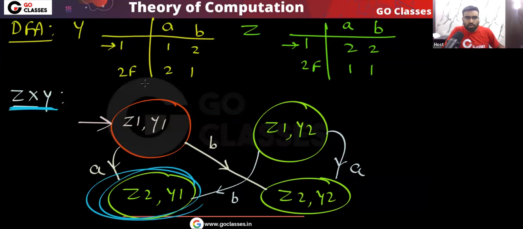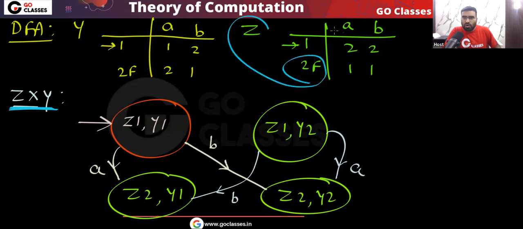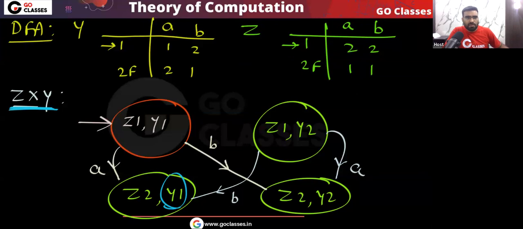In this state, Z2 Y1, on symbol A, where will we go? Z2 on symbol A, we are going to Z1, right? So Z1 is fixed. Now, Y1 on A is going to Y1. So Z1 Y1. Yes or no? On symbol A, we will go to Z1 Y1.